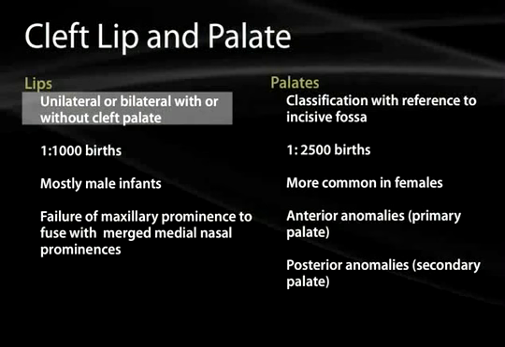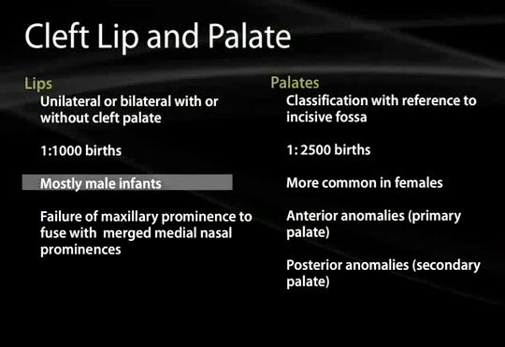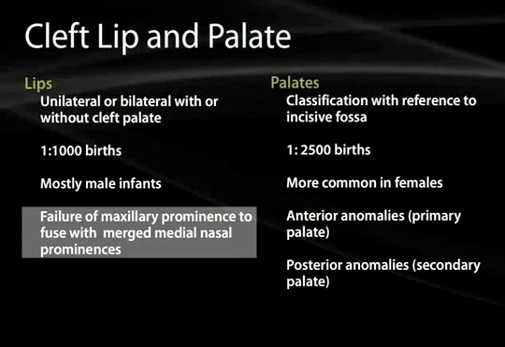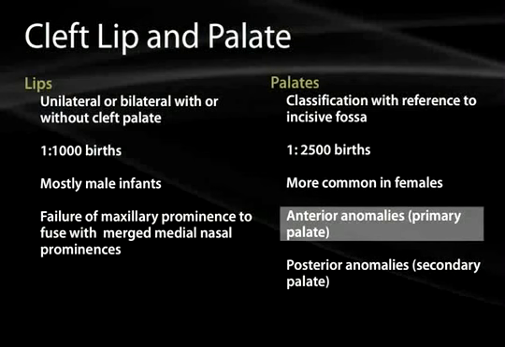Now, what do we want to know about the clefting of the lip and the clefting of the palate? Well, in red we'll see the lips and clefting, and then in the blue we'll see palate clefting. First of all, cleft lips can be either unilateral or bilateral, and they can be with or without a concomitant cleft palate in association. They're relatively common, with 1 in 1,000 births having a clefting, and they happen in males more often than in females. They occur when there's a failure of the maxillary prominence to fuse with the merged medial nasal prominences.